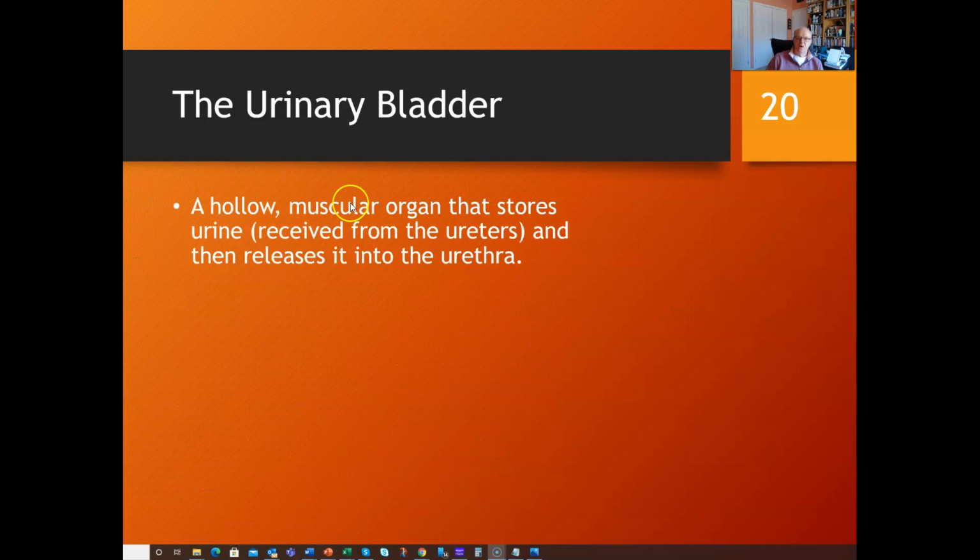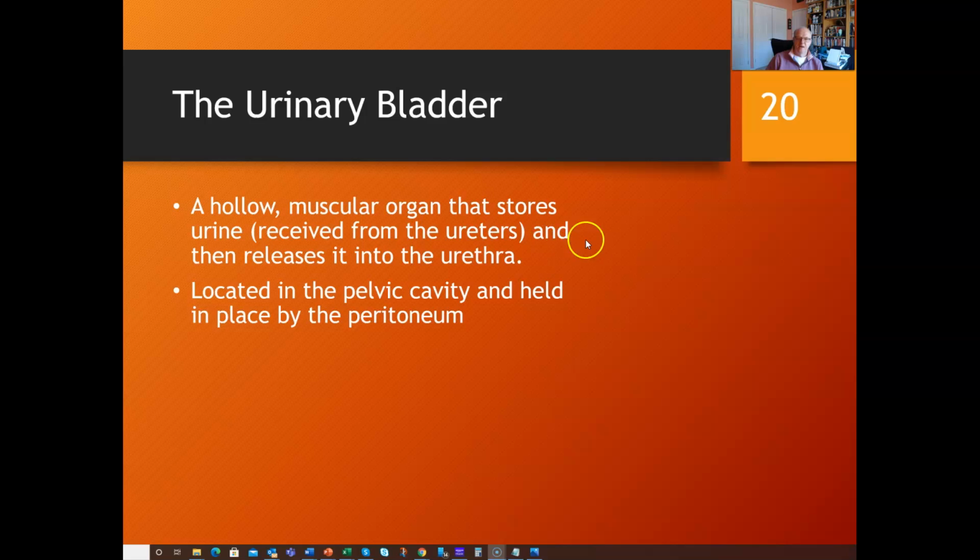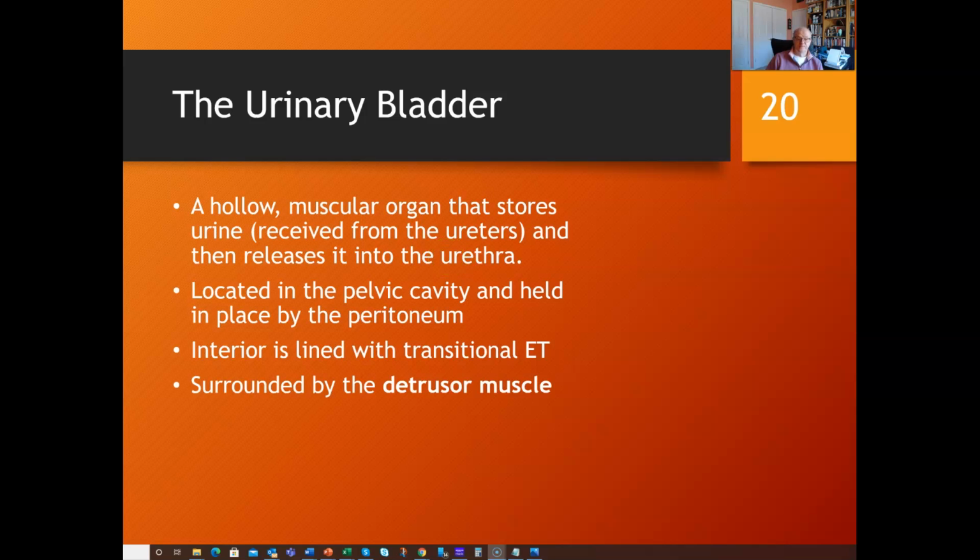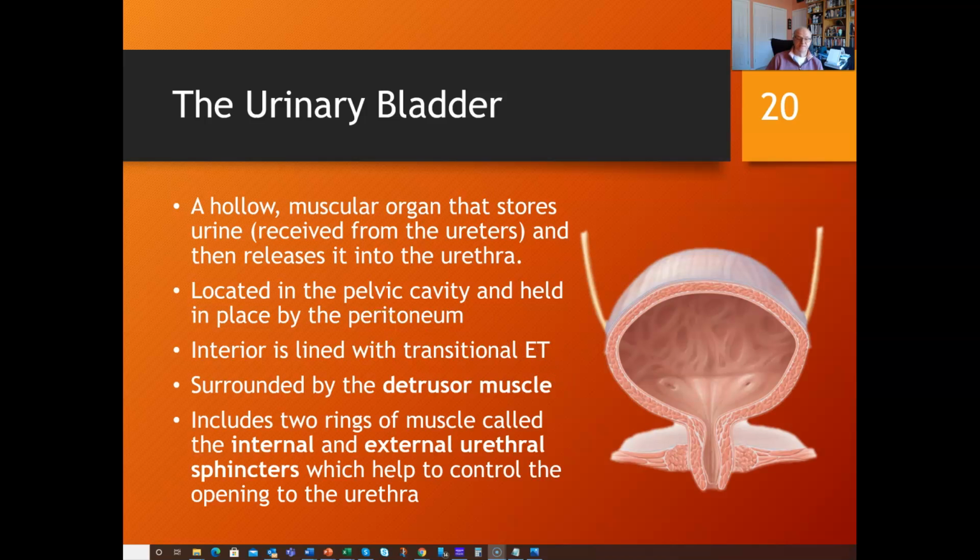So the bladder is a hollow bag, essentially. It's in the pelvis, held in place by the peritoneum, and it's lined with transitional epithelial tissue, which you'll remember can change its shape. So it can get flattened and hold more urine. And it's surrounded by a detrusor muscle.